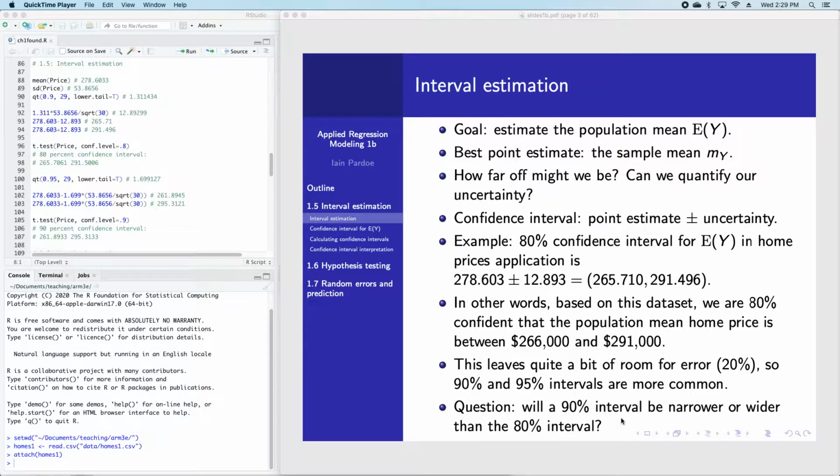So let's think about a 90% interval for a second, and whether that's going to be narrower or wider than an 80% interval. If we're wanting to be more confident, 90% confident rather than 80% confident, we're going to have to widen the interval so that we can be more confident that the population mean is in between the endpoints of our interval. So as you increase the level of confidence, your interval is going to get wider.